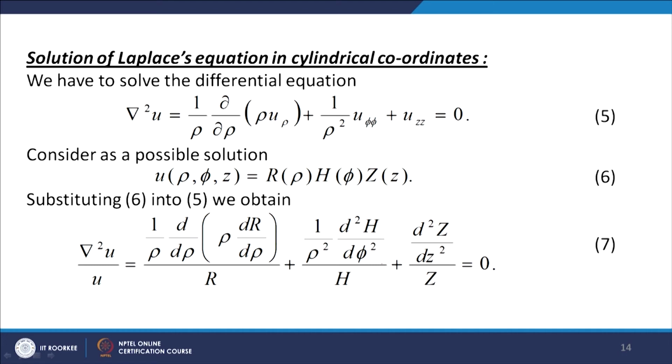Now let us say this is term 1 and this is term 2, and this is term 3. So term 1 plus term 2 equals minus term 3. Retain term 1 and term 2 on the left, take term 3 to the right. Then the left side depends only on ρ and φ, and is independent of z. The right hand side depends on z only.